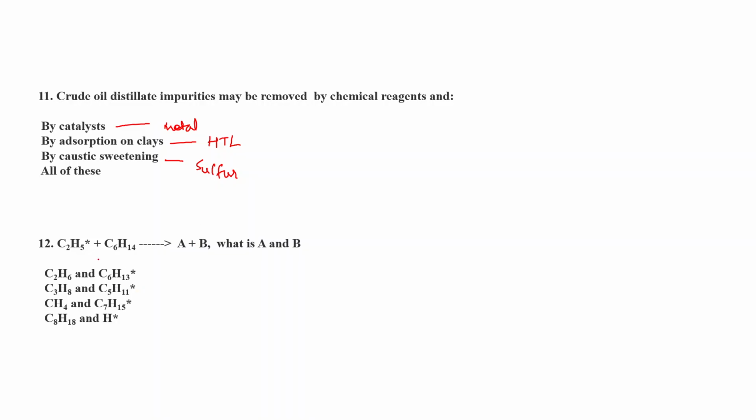Coming to the 12th question, C2H5 dot plus C6H14 gives A and B. So what is A? This is basically a chain breaking reaction. So this will become a stable product, that is C2H6, and it will be giving C6H15 dot.